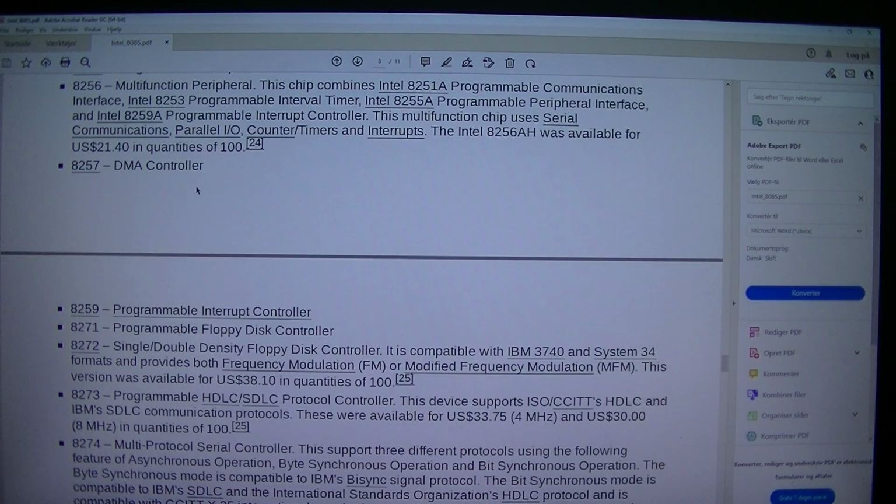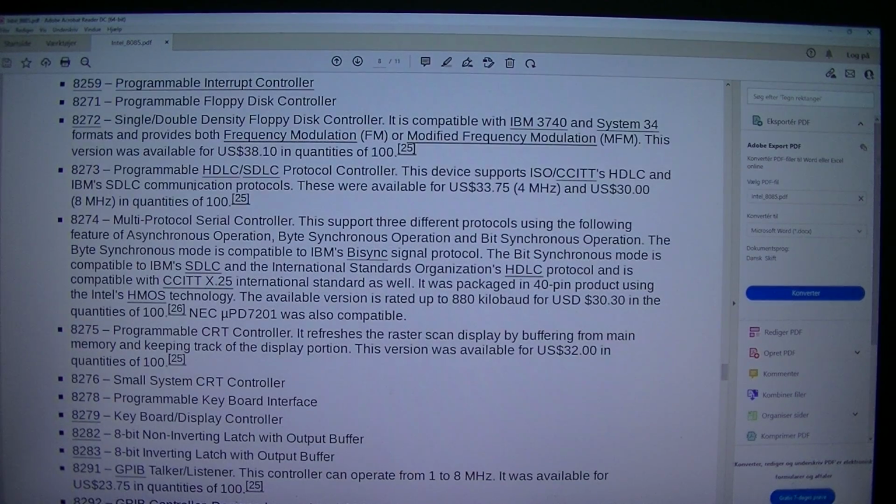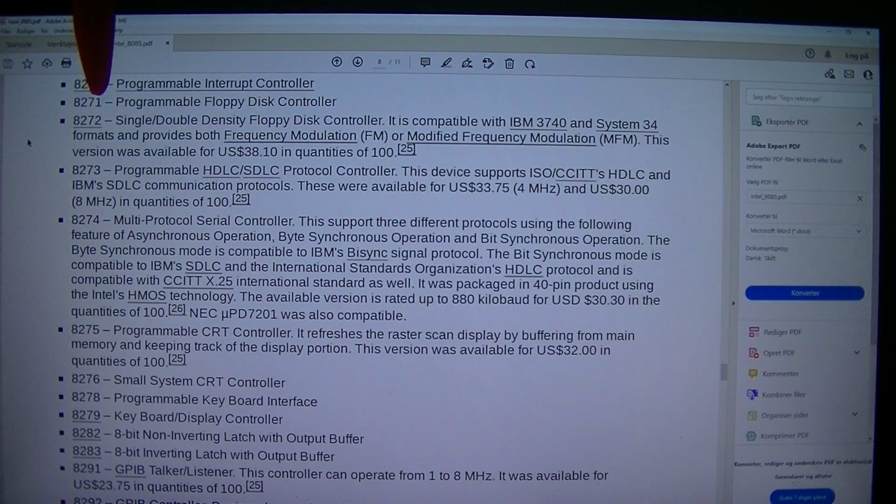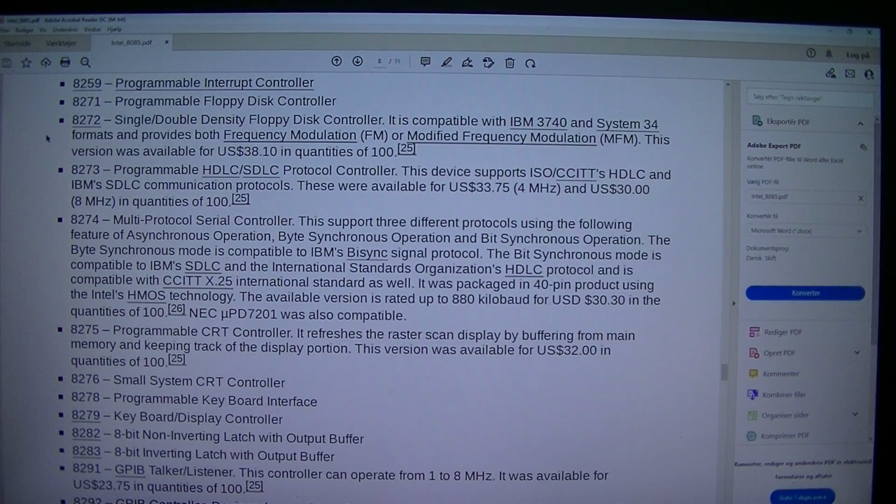8257 DMA controller. 8259 programmable interrupt controller. 8271 programmable floppy disk controller. 8272 single/double density floppy disk controller.